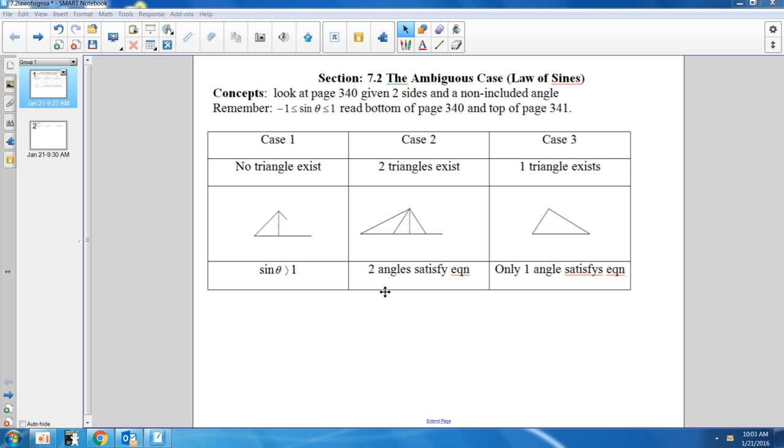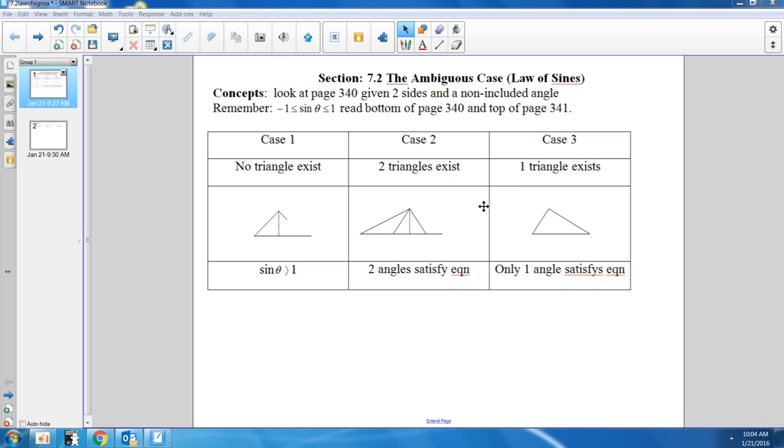Instead, what I did is I made a little bit of a summary that I think is a little bit clearer, and you're going to see that the law of sines is an ambiguous case. Ambiguous means unclear, meaning it can generate triangles that don't exist, it can generate 2 triangles, or it can generate 1 triangle. It's that side-side angle case that we have to be careful with.